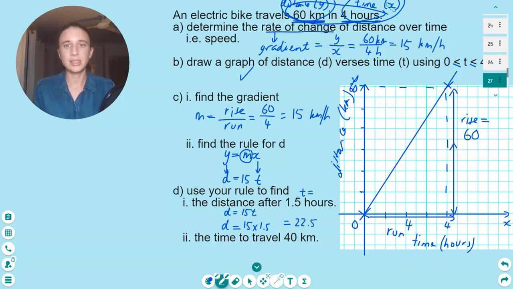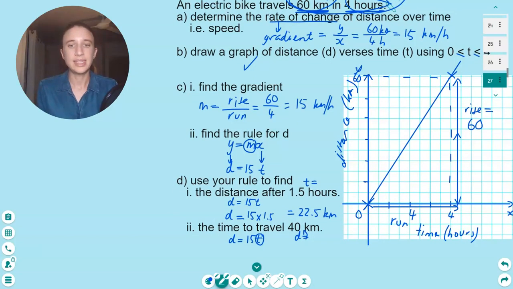The distance is kilometers. Now they're saying the time to travel 40 kilometers. Oh, what am I doing? So write your rule first. 15t. Now what are we given? We're given distance this time. And we are trying to find time. So let's substitute in. D is 40.